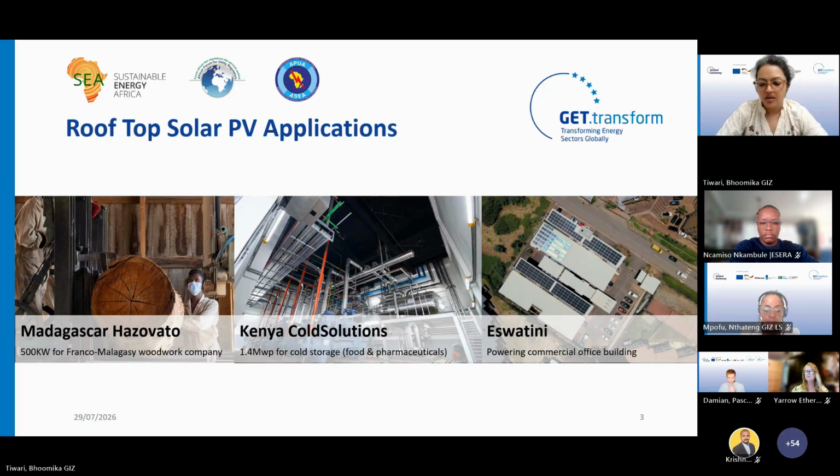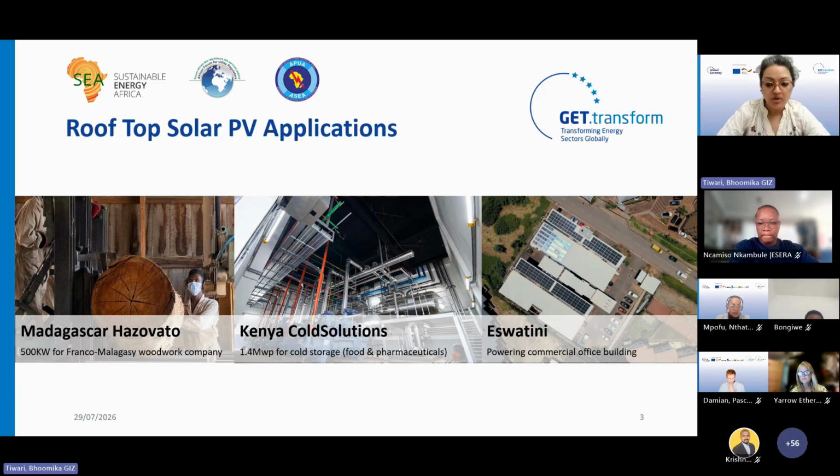At the ground level, these kinds of systems are supporting a number of different applications, be it commercial, business, industrial, or even residential units. I have here a few examples from countries where we have been working. In Madagascar, there is a company who did an application and, using the processes that were put into place, was able to install a small scale solar system to support their woodwork enterprise.